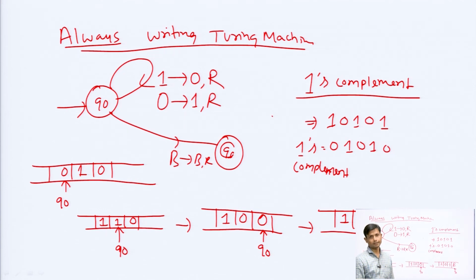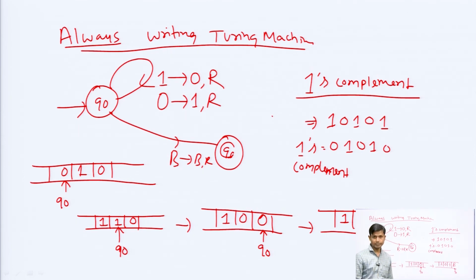Some whatever computation, whatever arithmetic operation, for that we can also have a Turing machine. So, we are not doing much of that. So, you can do it also. So, these are the variants of the Turing machine.